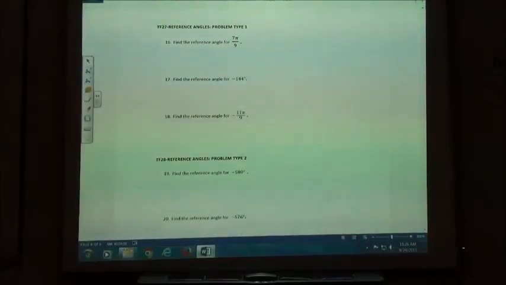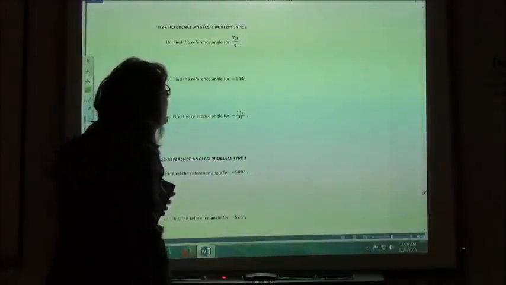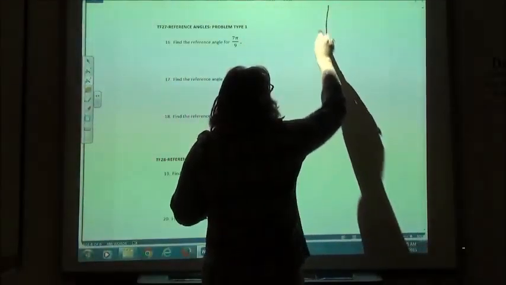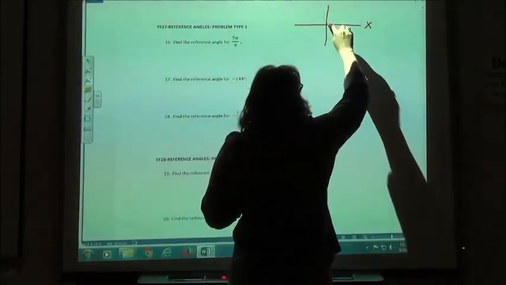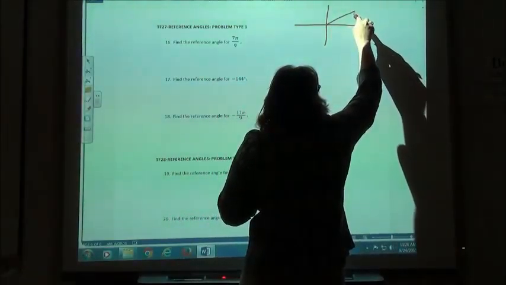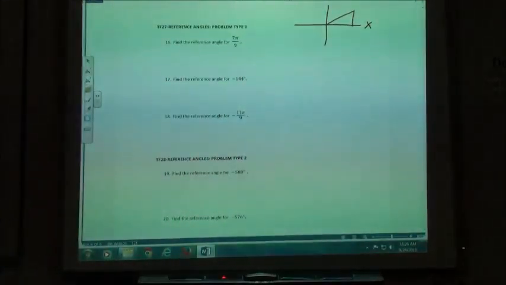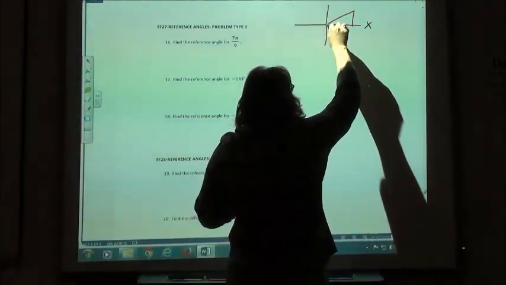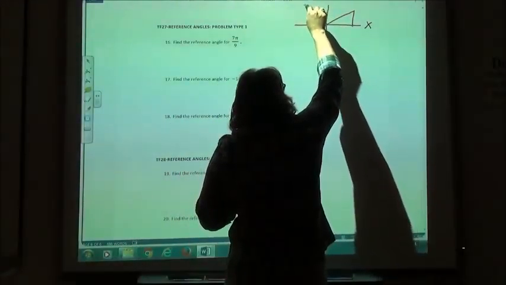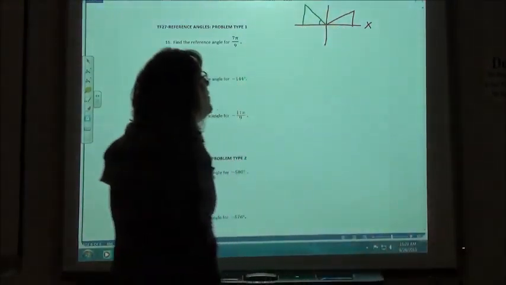The next problems here have you talking about a reference angle. On a reference angle, you're thinking about always going back to the x-axis. So if my angle is in quadrant 1, my reference angle goes down to the x-axis and would be that angle that looks something like that. If my angle ends up being in quadrant 2, again I go down to the x-axis, so this angle here is going to be my reference angle.